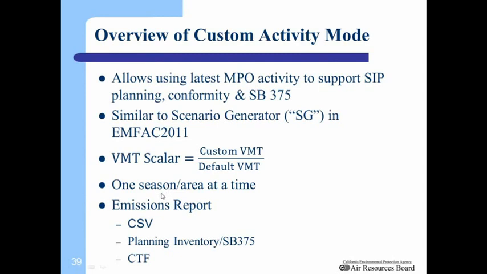And then the second question is, is VMT the only component that the user can change? Can we update vehicle trips based on MPO's travel demand models? In the custom activity mode, you can only update the VMT because that's what is used as a scalar. If you want to change the trips and everything, you might have to go back to the default model to change that option.